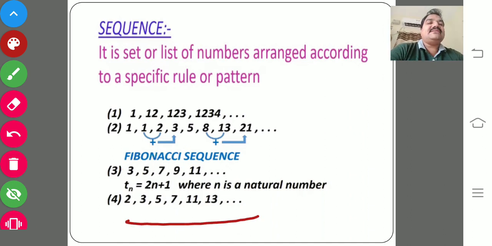And the next one is 2, 3, 5, 7, 11, 13. You can easily guess it is the set of prime numbers. It is the prime numbers sequence. I hope you could understand what is sequence.